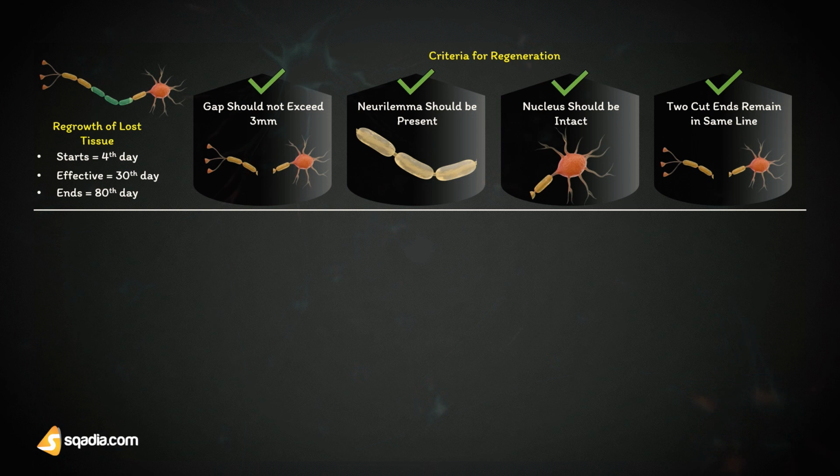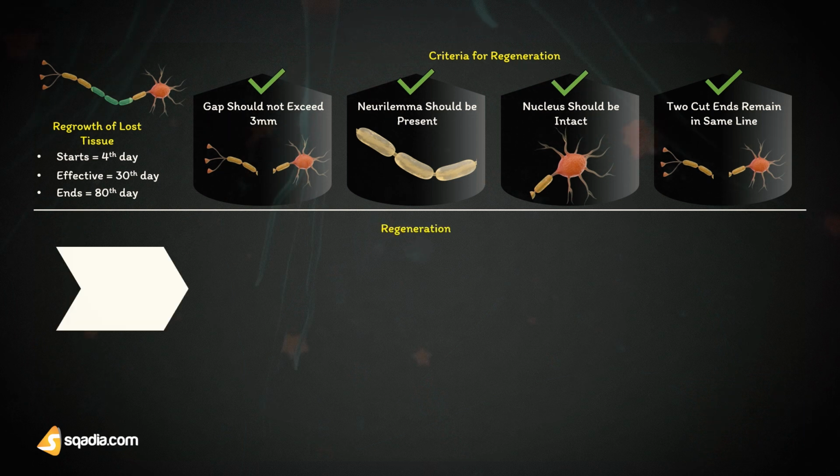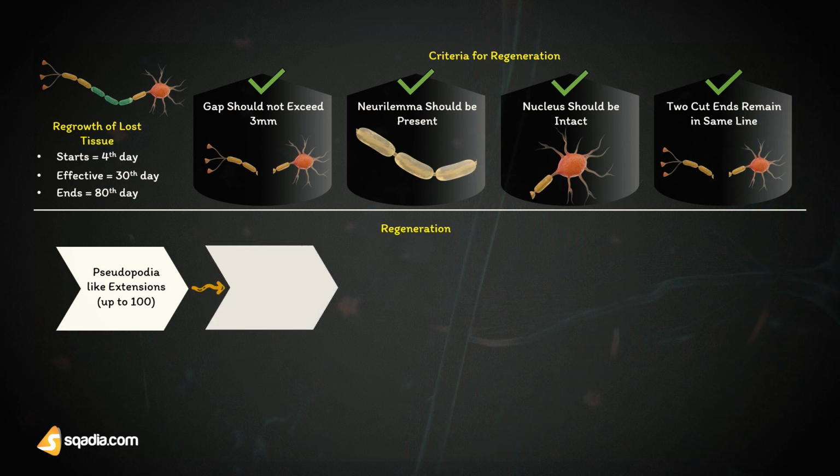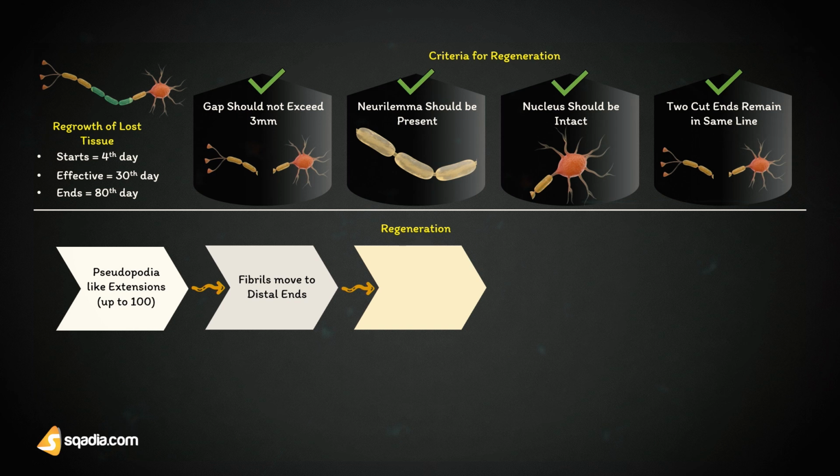So let's learn about the steps or stages of regeneration of nerve fibers. First, some pseudopodia-like extensions grow from the proximal cut end of a nerve. These extensions are called fibrils or regenerative sprouts. The number of fibrils is up to 100. Next, fibrils move towards the distal cut end of the nerve fiber. And then, some of the fibrils enter the neurolemmal tube of the distal end and form an exocylinder.